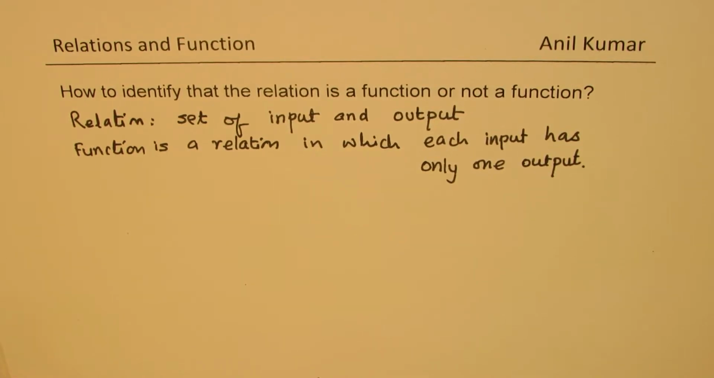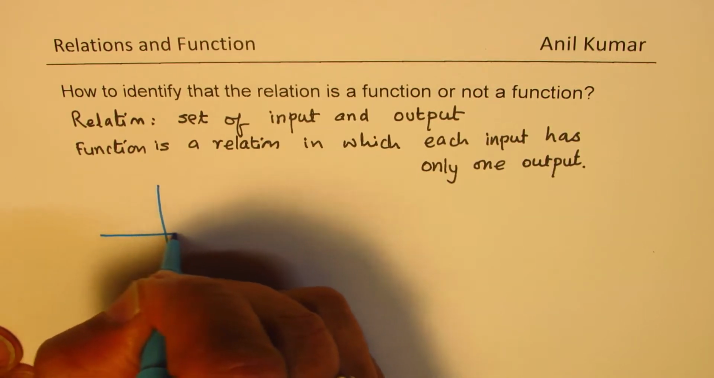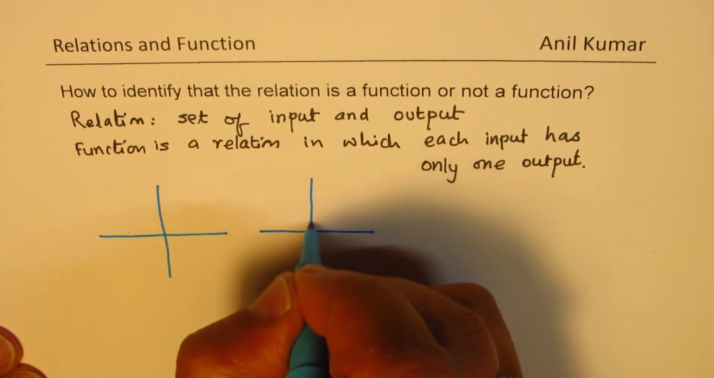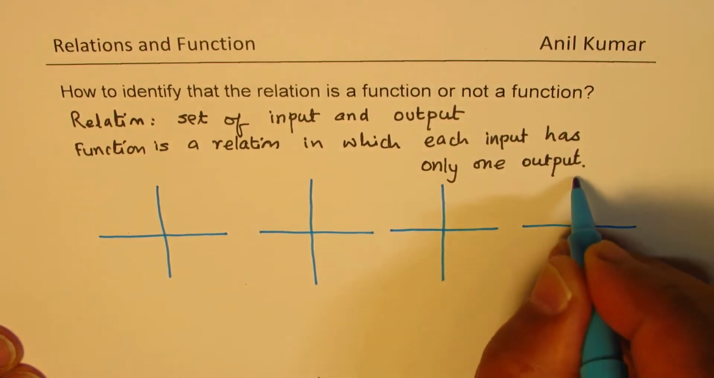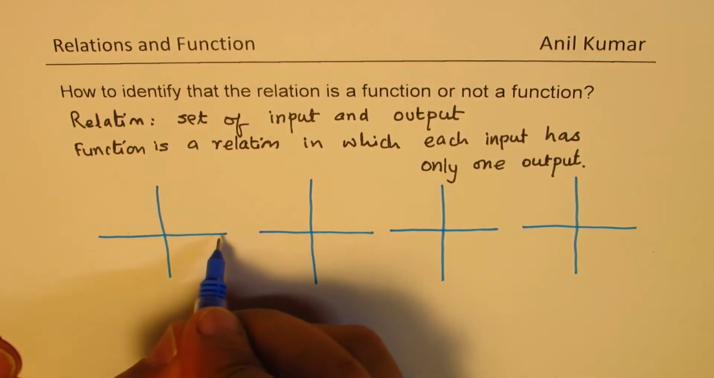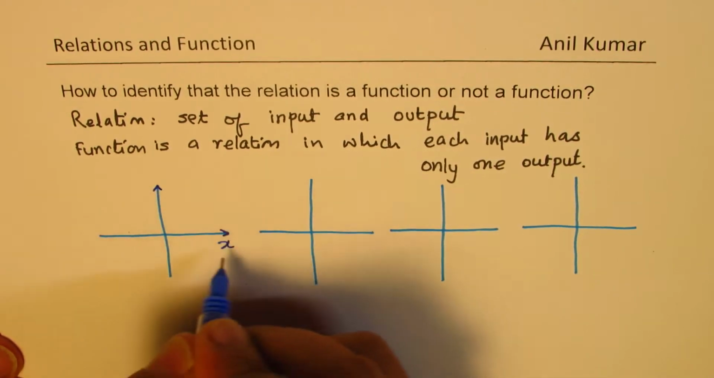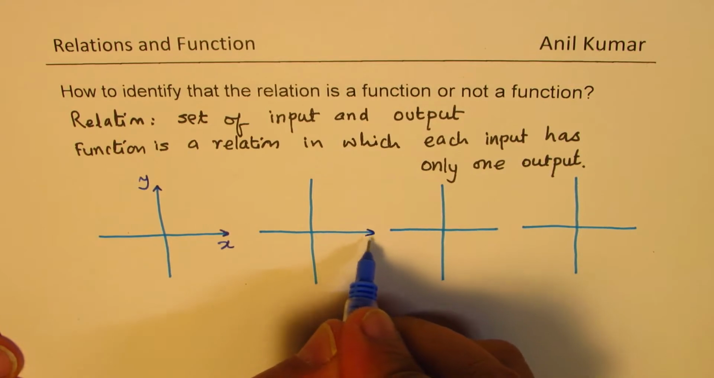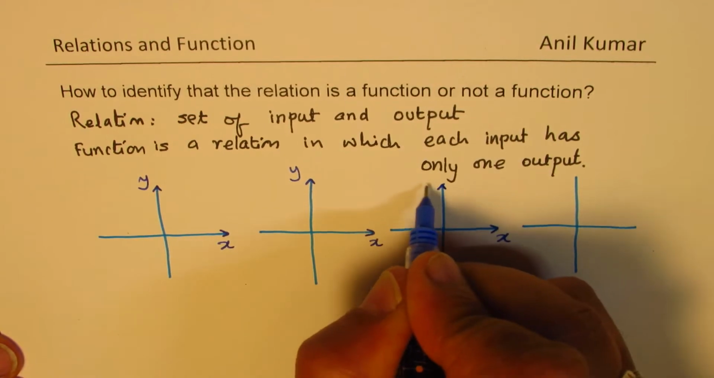Taking a few examples, let's take some graphs. In a graph, it is very easy to show whether the given graph represents a function or not. It is important to understand that all these graphs represent a relation, correct? Whenever we plot a graph, we have the independent variable along the x-axis, let's call it x, and the dependent variable on the y-axis. So I'm writing x and y for all these graphs.